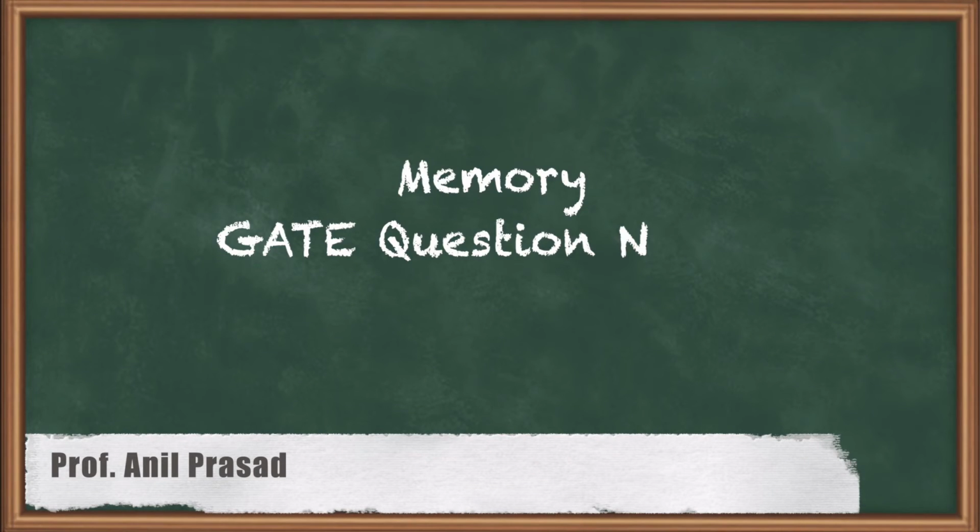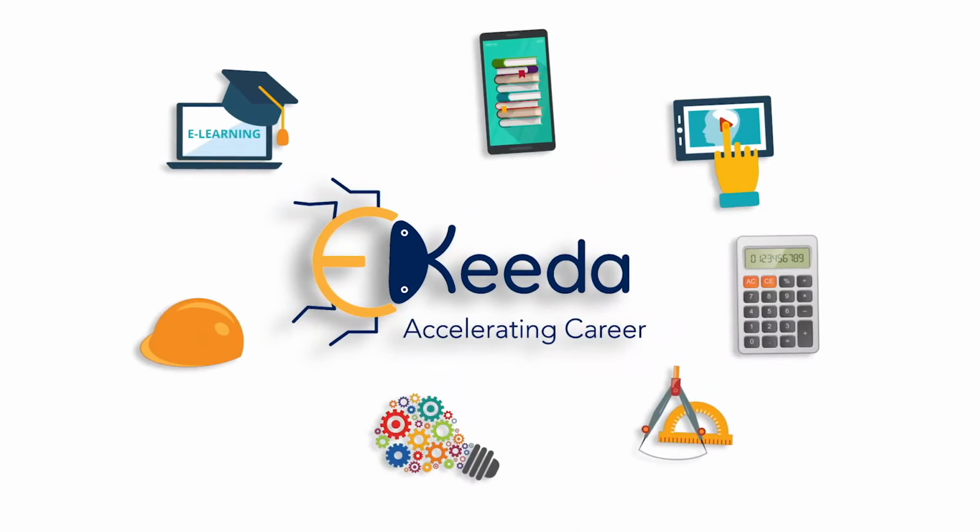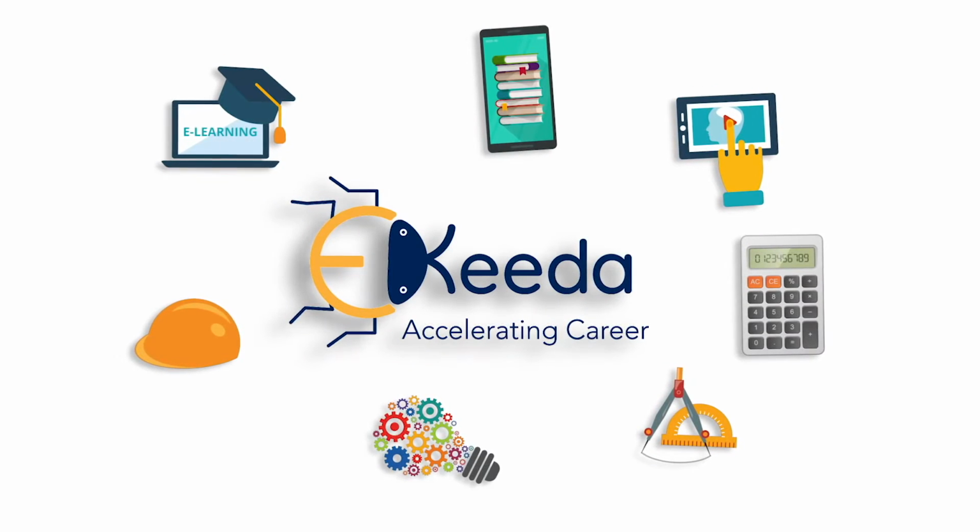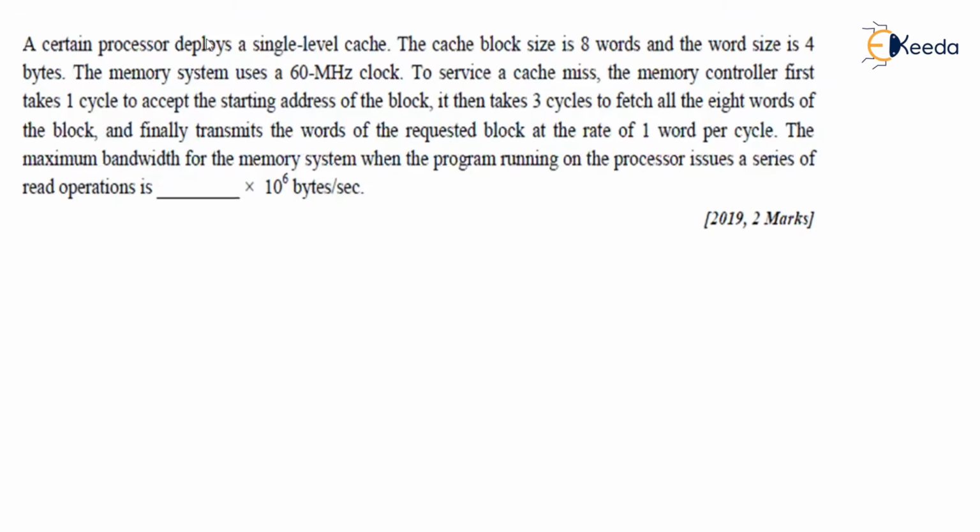Let us solve another question which was given in GATE 2019. Here it goes. A certain processor deploys a single level cache.